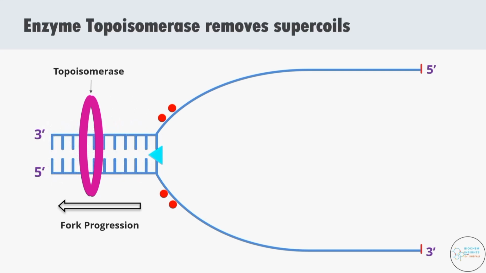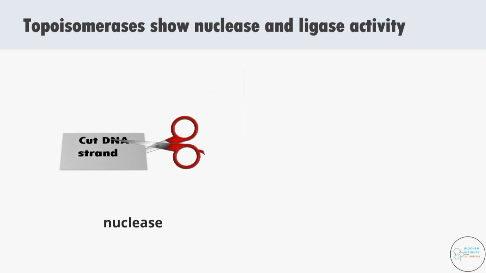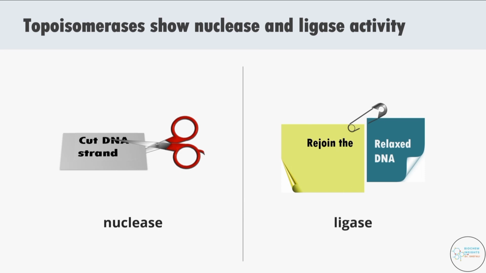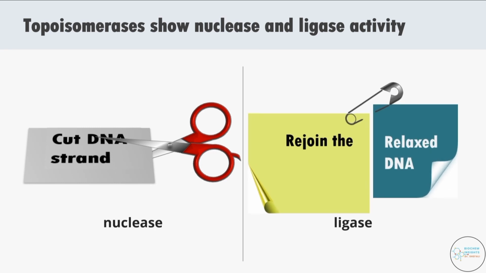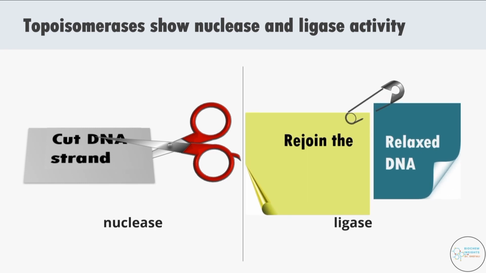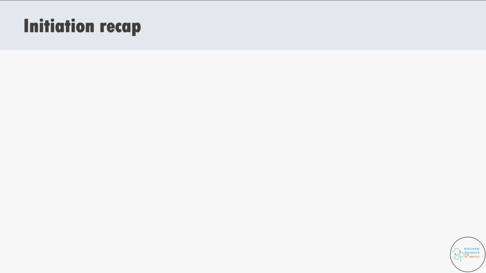Now how do they do it? How do topoisomerases remove supercoils? So topoisomerases show nuclease and ligase activities by which first they cut the coiled DNA strand and then rejoin the relaxed DNA strand so that the process of replication is continuous and uninterrupted. So now adding topoisomerases to the list, and its function is to relax the supercoils caused by the movement of helicase ahead of the replication fork. So this is all about the initiation stage. Let's quickly recap what we have seen so far.